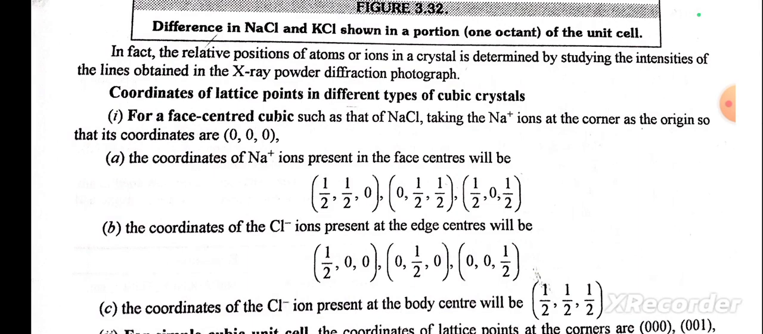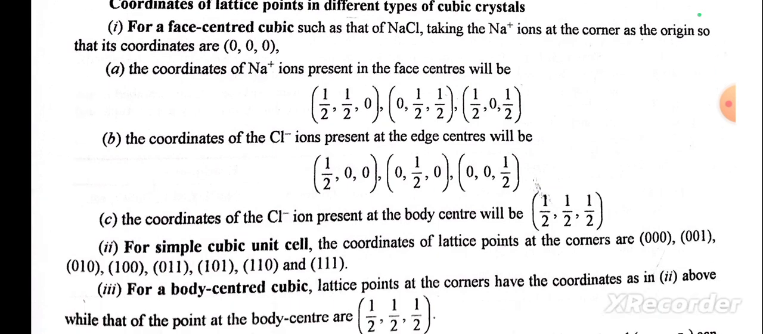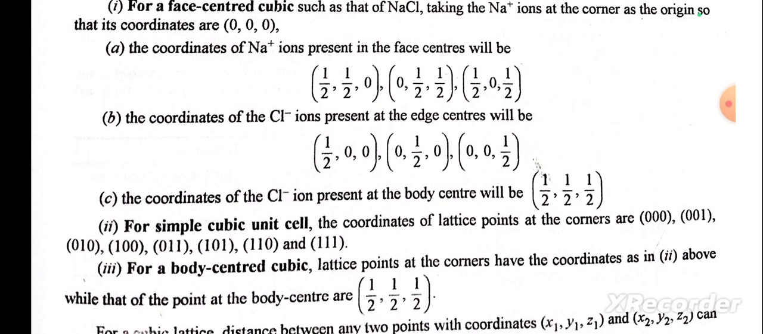In fact, the relative positions of the atoms and ions in the crystal are determined by studying the intensity of the lines obtained in the X-ray diffraction photography. Coordinates of the lattice points in the different types of cubic structure: first is the face-centered cubic structure, such as NaCl, taking the Na+ at the corner as the origin, its coordinates are 000. The coordinates of the Na+ ions at the face centers will be 1/2 1/2 0, 1/2 0 1/2, 0 1/2 1/2. The coordinates of the Cl- present at the edge centers will be 1/2 0 0, 0 1/2 0, 0 0 1/2. The coordinate of Cl- at the body center will be 1/2 1/2 1/2.